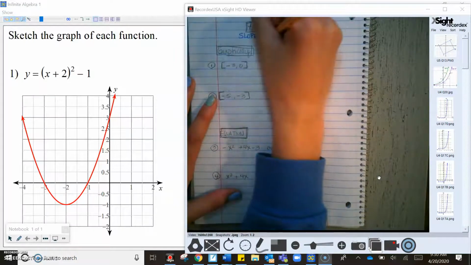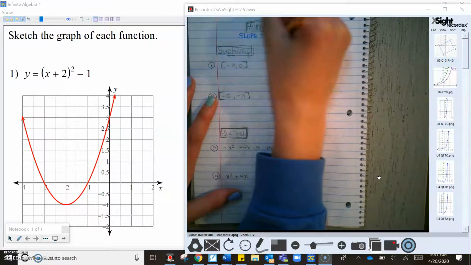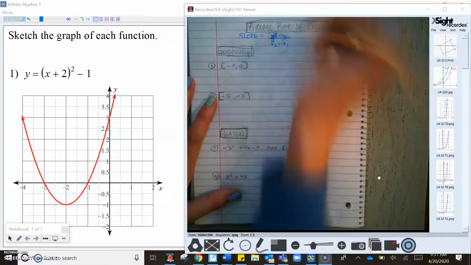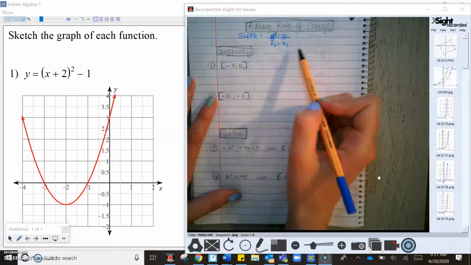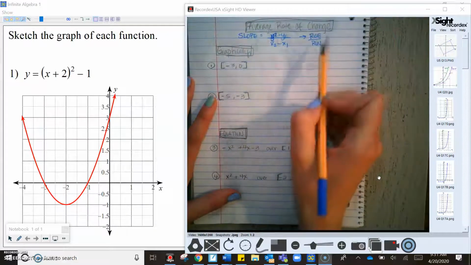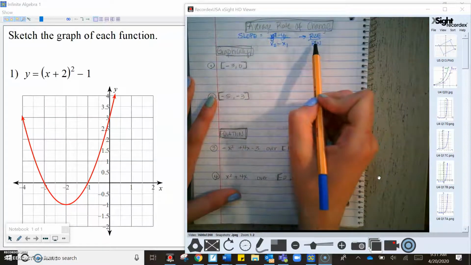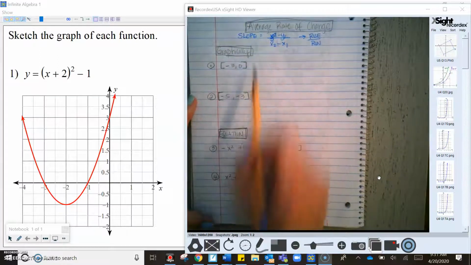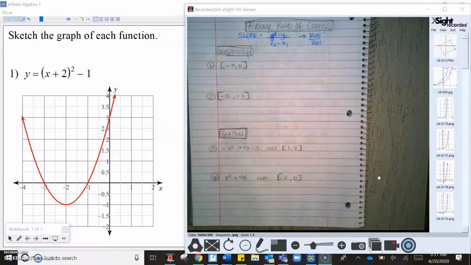And our slope formula is y2 minus y1 all over x2 minus x1. So we always have y's over x's. That's the same thing as saying rise over run. So when we rise, we're rising up our y-axis. Okay, so y's over x's. There's two ways that we could find the average rate of change. We can use it graphically, or we can find it using an equation.